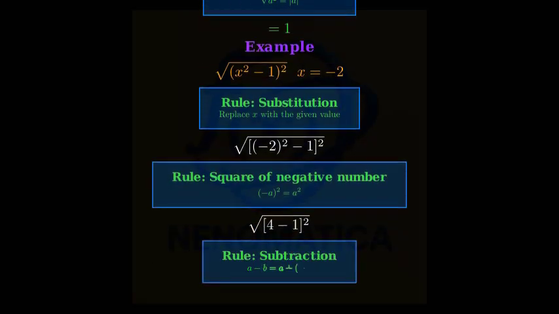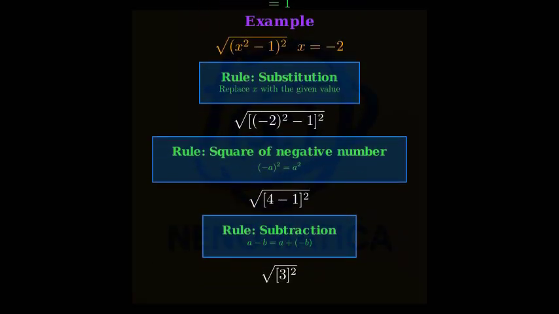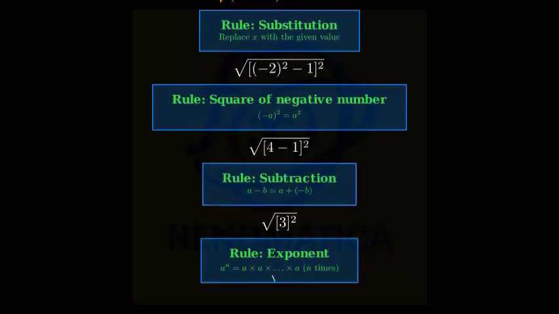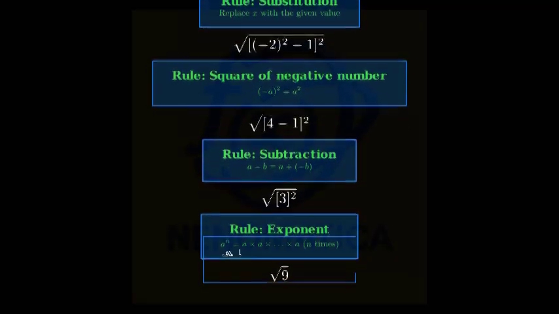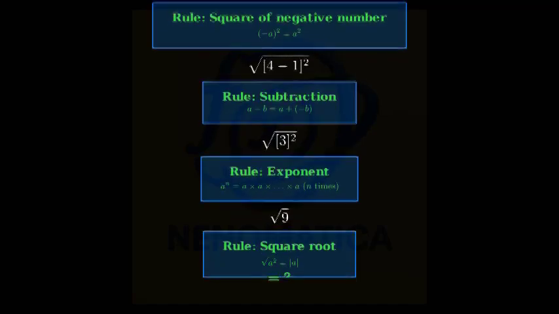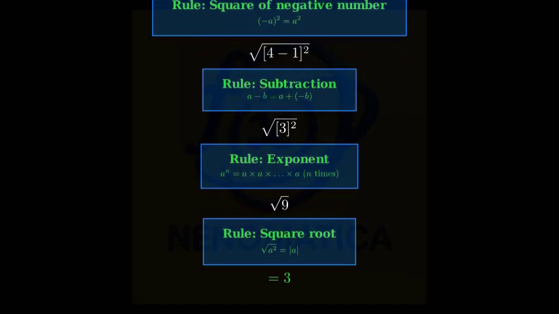Next, let's calculate 4 minus 1, which equals 3. Now, we need to calculate 3 squared, which equals 9. Finally, we take the square root of 9. The square root of 9 equals 3.